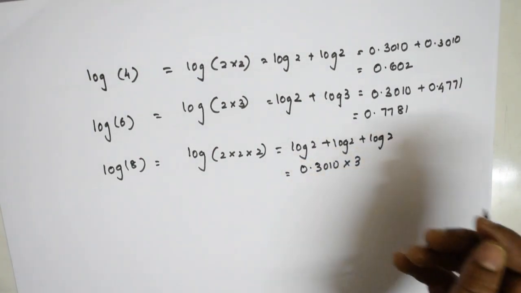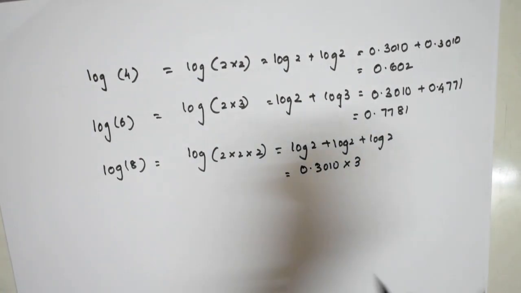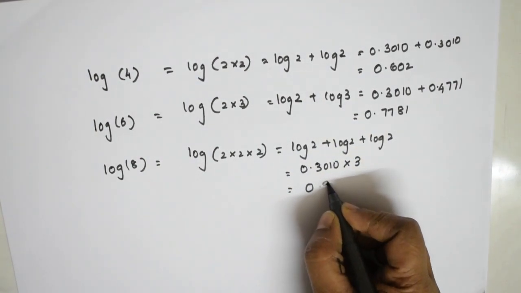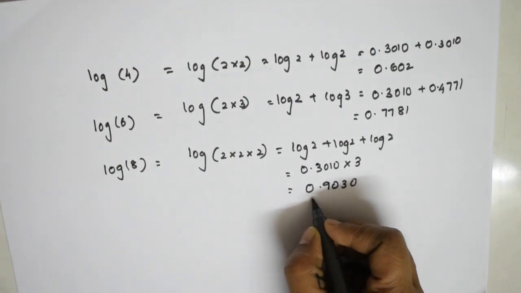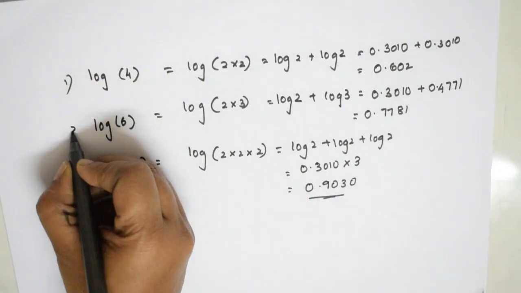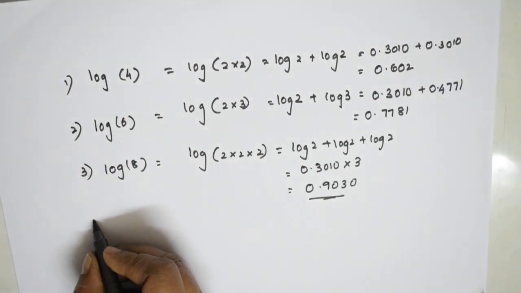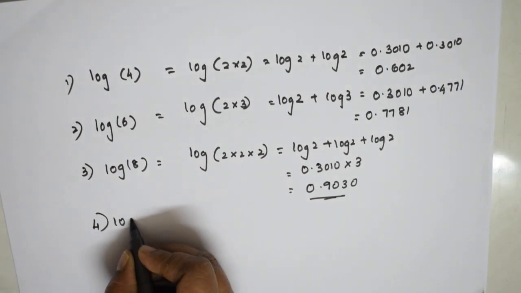Correct? So 3 times. So finally when I solve it, I get an answer of 0.9030. This is over, done. So 1 is over, 2 is over, 3 is over. Now next thing, let us find the value of log 9.